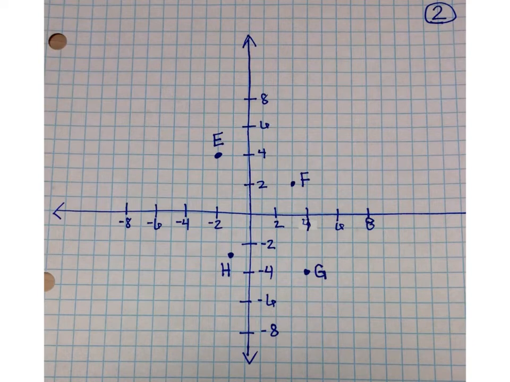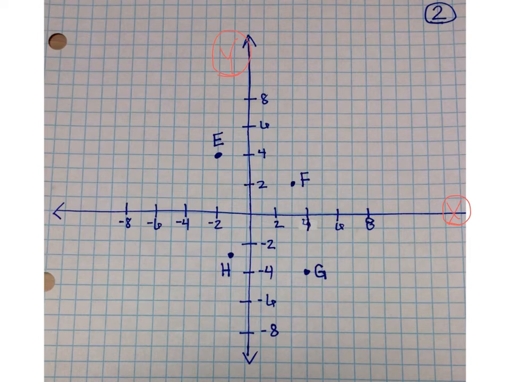So here we have a coordinate plane, and there's 4 points on the coordinate plane, and we're going to name them, or identify them. Whenever you are giving an ordered pair, the x-axis, which is this axis, comes first, then the y-axis is second.